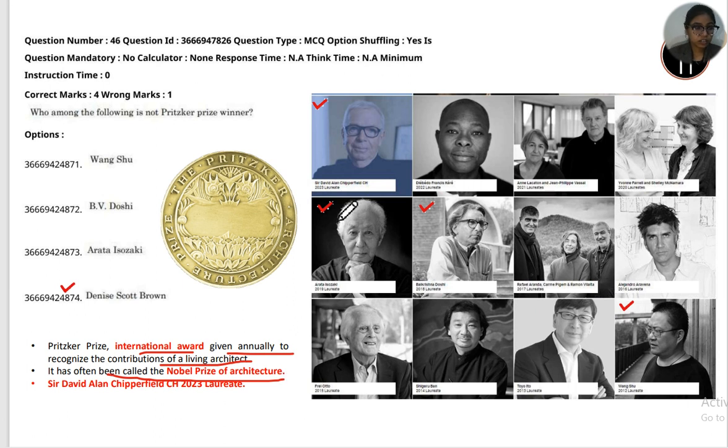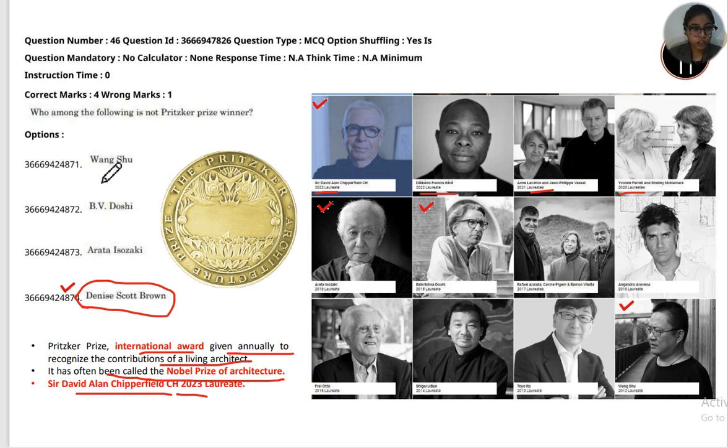The important thing is you have to learn the latest names of the architects, like for the year 2023 and for the years 2022, 21, 20. So please remember at least the past 5 years, it is very important. For the year 2023, we have David Alan Chipperfield. He won the Pritzker Prize for 2023. And in the above given options, the one who did not receive it is Denise Scott Brown. She has not received any Pritzker Prize.